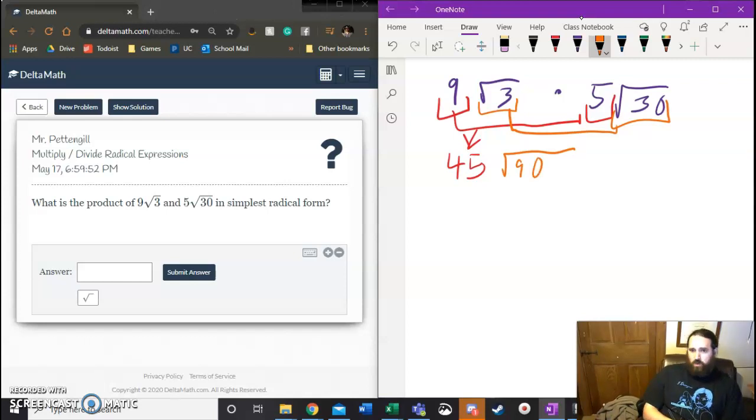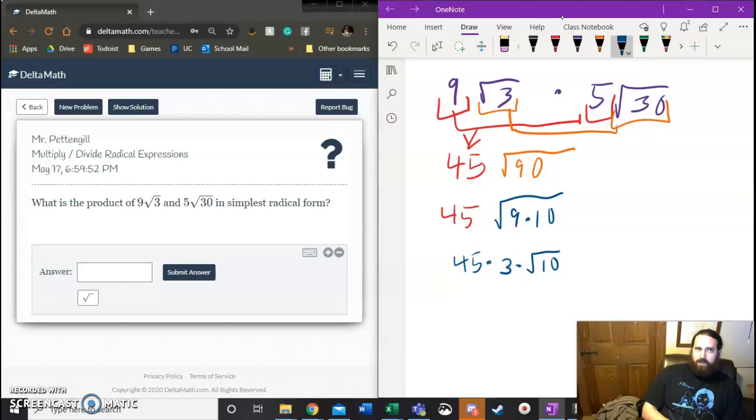Well, we did this just a moment ago. I can know that, and this 45 can just come down, that 9 times 10 is 90. So in here, I could have 9 times 10, and we know that that 9 simplifies to a 3. So I'm left with 3 times the root of 10. And okay, I have that 45 out front, which is multiplying. 45 times 3 is going to simply be 135.